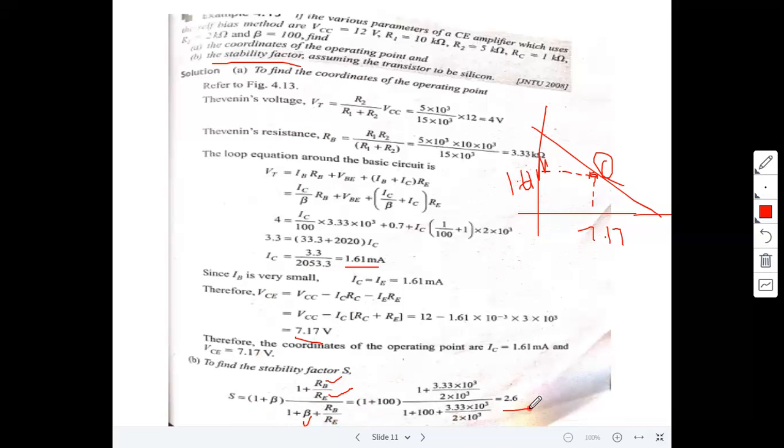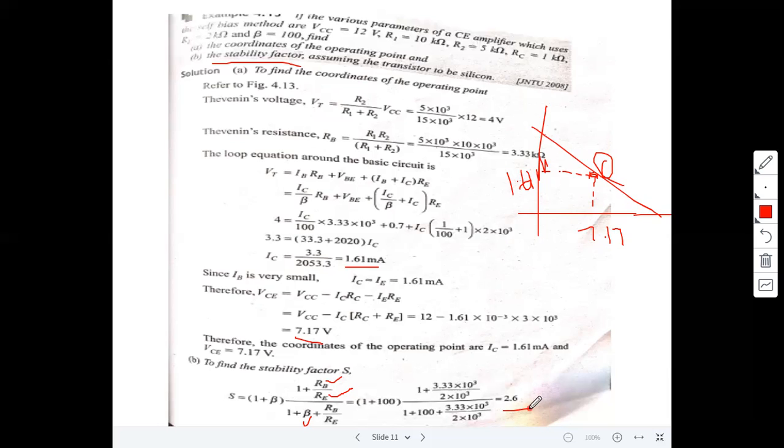Observe here, it is very small, very near to 1. The stability factor is equal to 2.6. That means the stability factor value approaches the ideal stability factor value. So far we have considered two, three, four configurations.